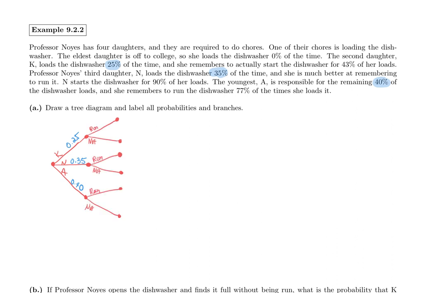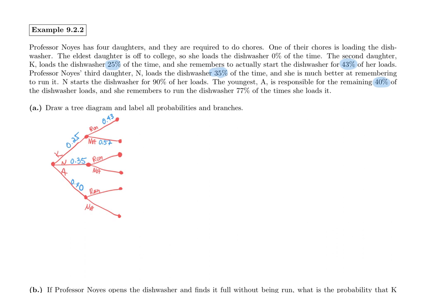Hopefully you've taken the time to finish drawing the rest of your branches. So this is where we need to determine which probabilities are now labeled on each branch. If we look back at K, it said that she loads the dishwasher 25% of the time and she remembers to run it 43%. So that's our 0.43, which means the rest of the time she doesn't remember to run it, which is 57%, or 0.57.